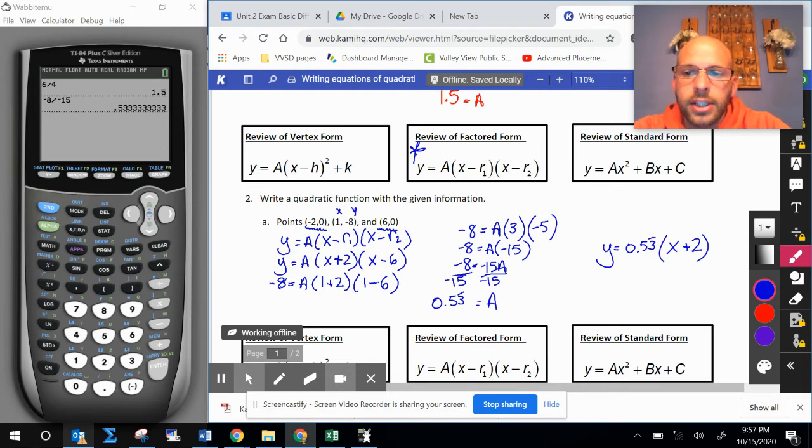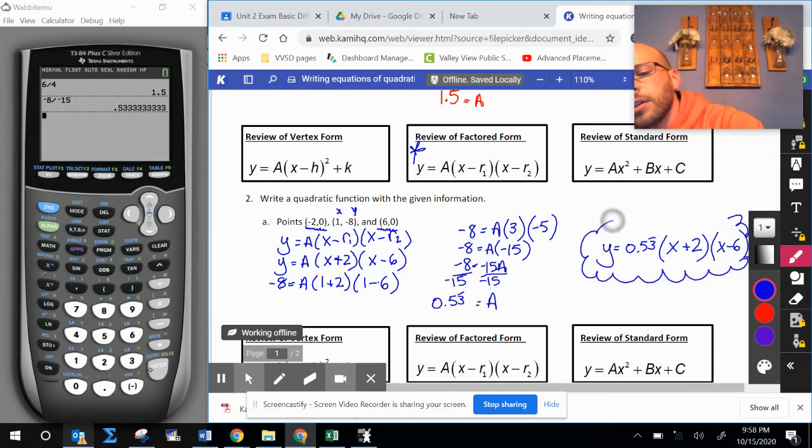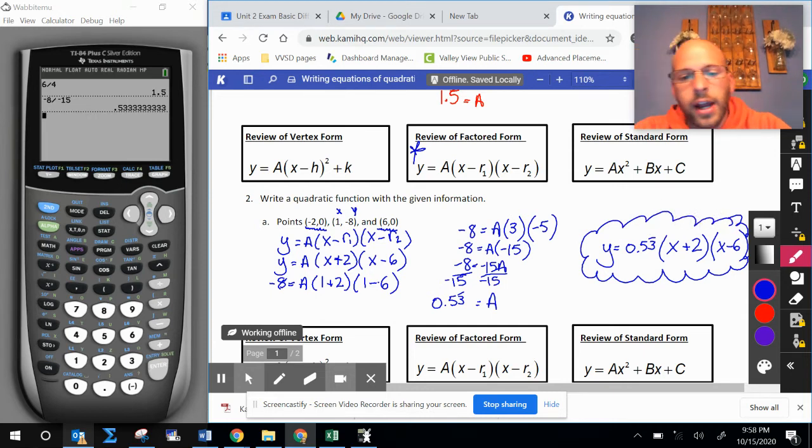Remember, my first x-intercept was at negative 2. So I do x plus 2, and then my next x-intercept is going to be x minus 6. And this is the equation for my quadratic in factored form. Now, just once again, why did I use factored form for this problem? Because I didn't know the vertex.